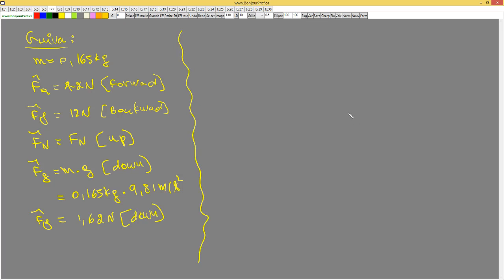And now you have to know how to add your forces. So we are going to use the method of the components. Understand? Okay. So we're going to put the table here. Okay. Third step, add the vectors.